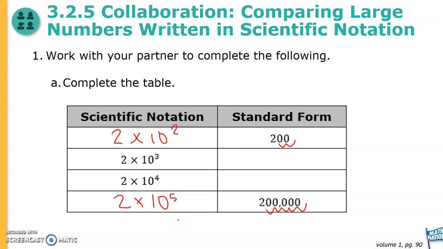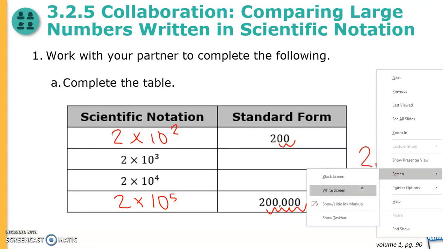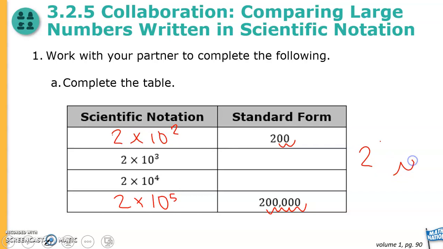What about the other way? Were you able to figure out how to get it from scientific notation to standard form? 10 to the 3rd, I'm going to move that invisible decimal 3 times. So if it starts here, 1, 2, 3, I'm going to fill them in with zeros, and that would be the number 2,000. 2 times 10 to the 4th is going to be 20,000.